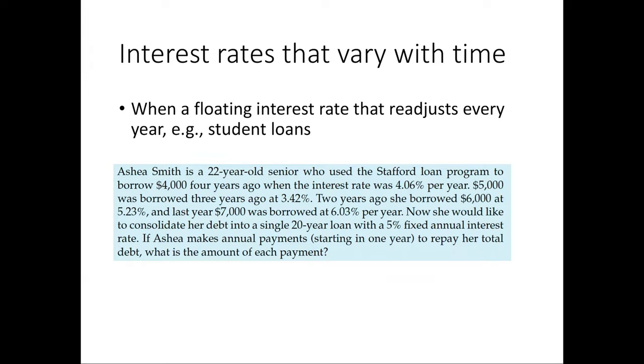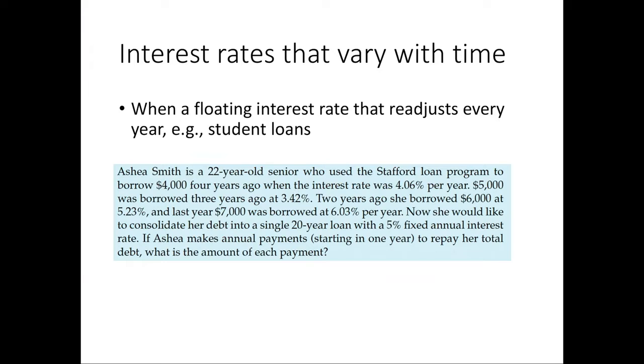Sometimes the interest rates vary with time. Remember, before this scenario, all we learned and all we have seen is that you get the same interest rate every year or every month, every interest period. So the i percent does not change over time. But in reality, sometimes you have a floating interest rate. The i percent is different every year or every compounding period.